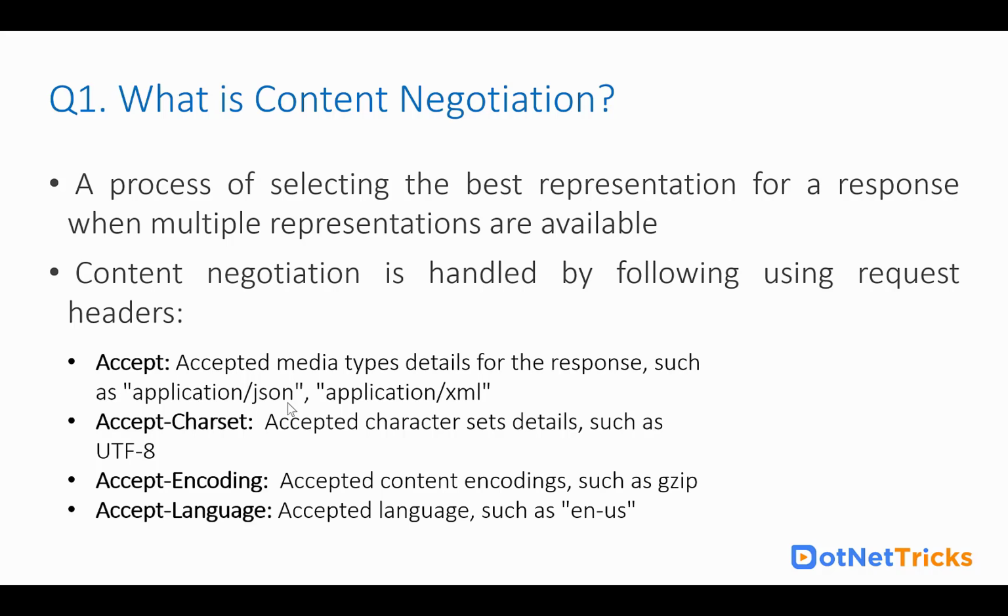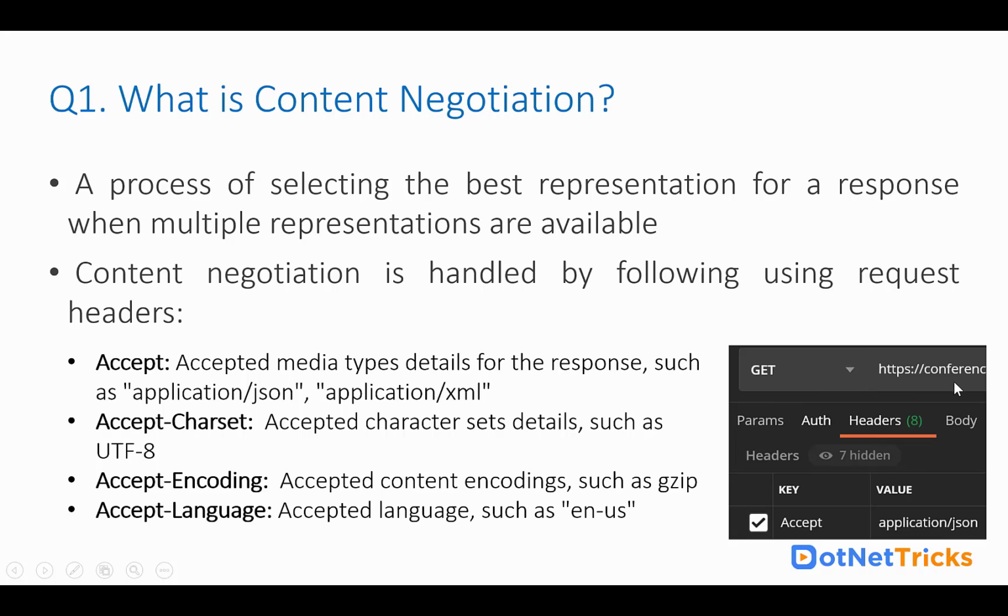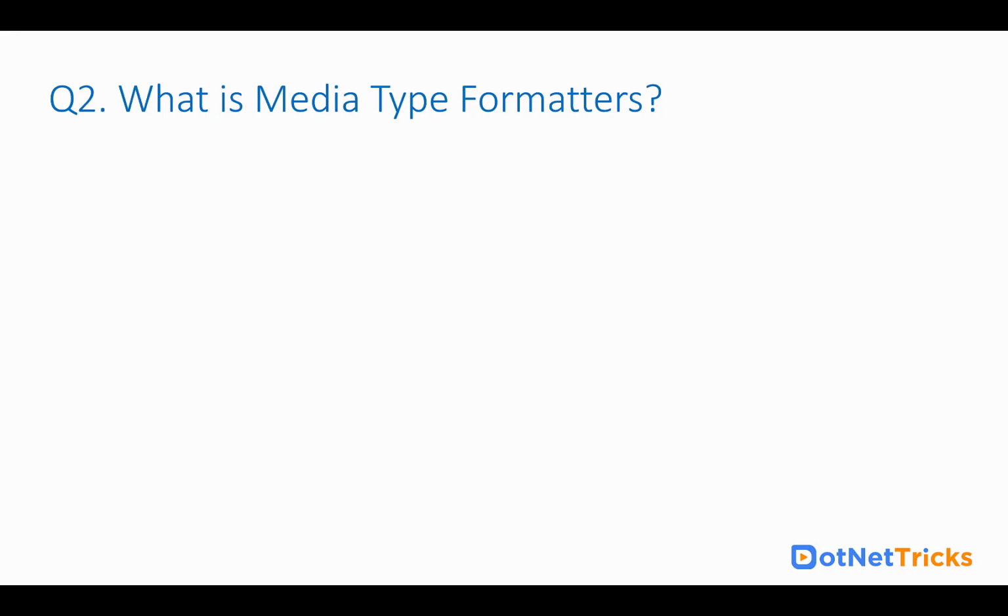If you need the characters in a specific style, we can mention Accept-Charset, then UTF-8. For encoding also, we can mention Accept-Encoding. The encoding can be gzip or any other encoding format. If you're looking for a specific language, you can mention language-specific content negotiation as well, like EN/US, or EN/GB, or any other. And this is the way we can set the request header. So this is an example where we are making the GET request and we are setting the Accept header value as application/JSON.